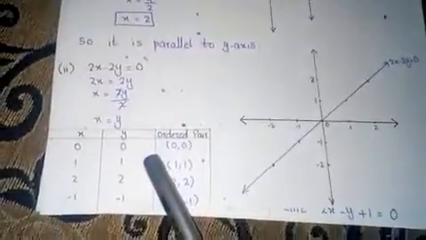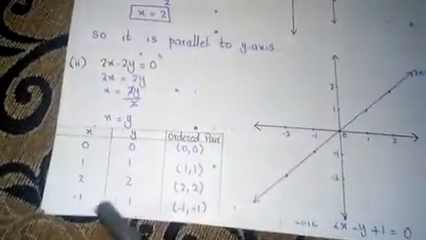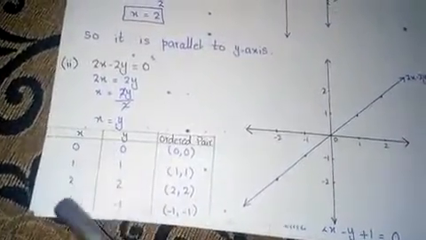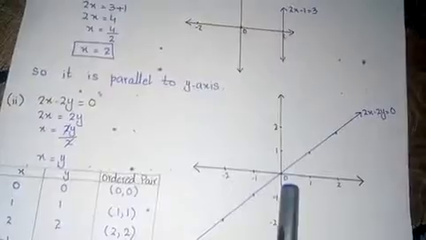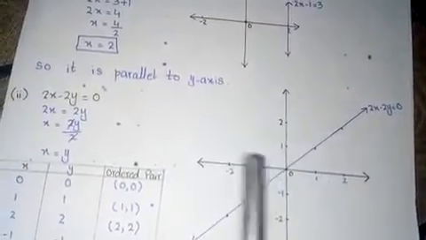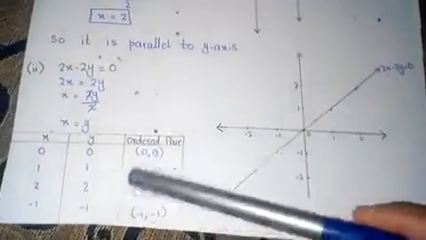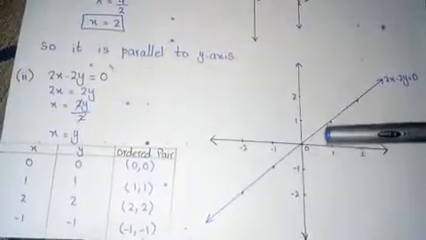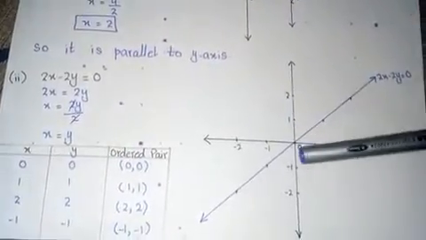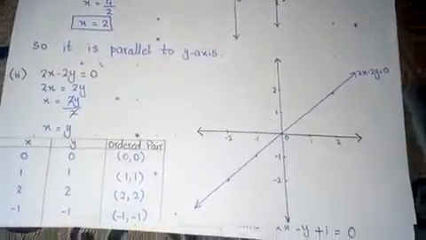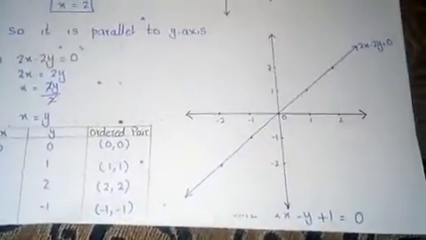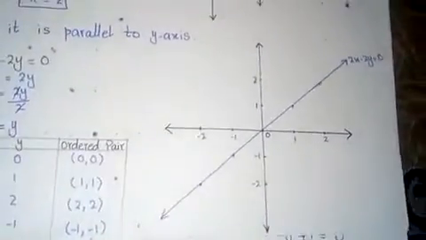Now again you can see that the digits are very simple: 0, 1, 2, minus 1, minus 2. So I have taken them as they are: 0, 1, 2, minus 1, minus 2. Similarly on the y-axis we have the same values: 0, 1, 2, minus 1, minus 2. Clear? Now I hope you will understand how to plot the points.